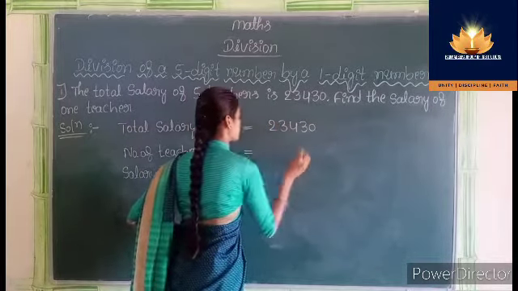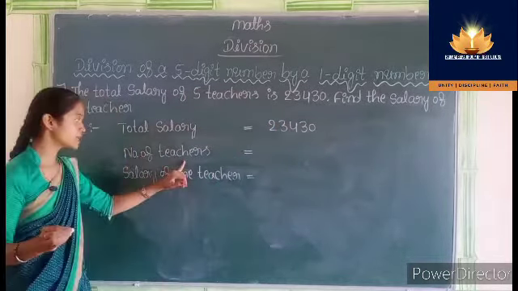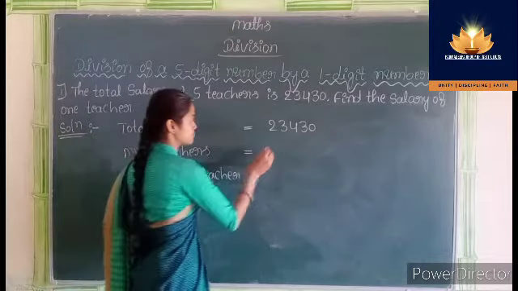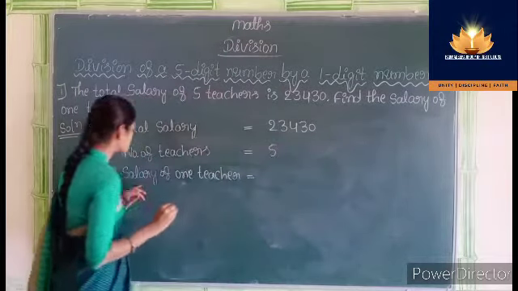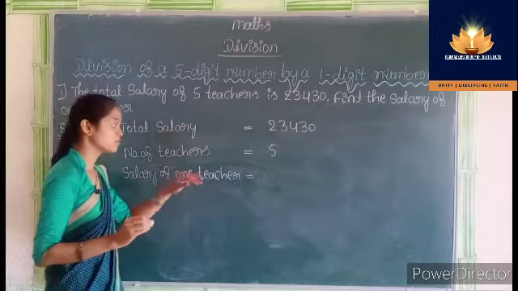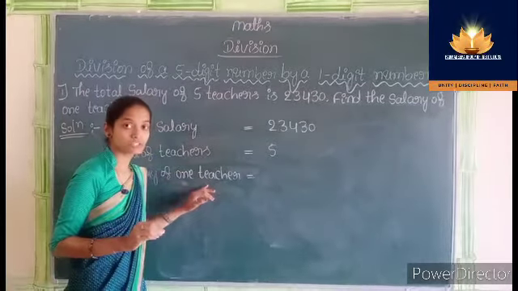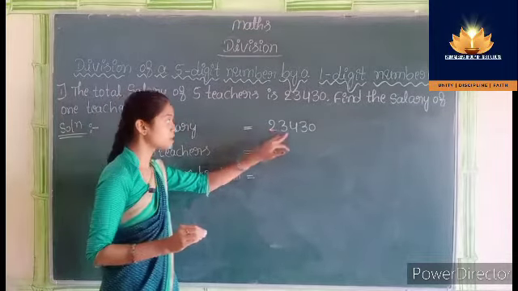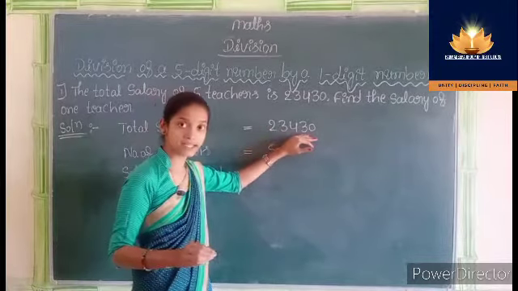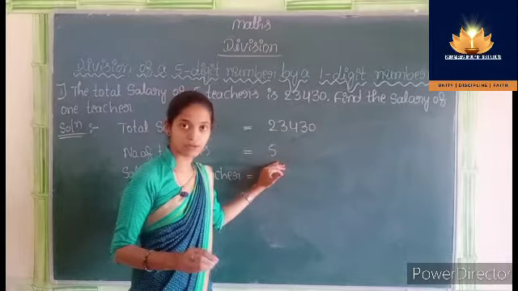23,430 rupees. Then number of teachers, 5. Salary of 1 teacher, we have to find out this one. For that we have to divide 23,430 by this 5. Okay.